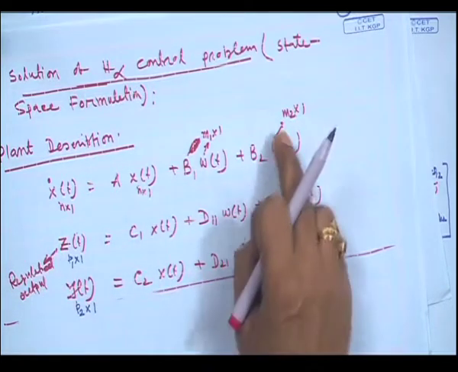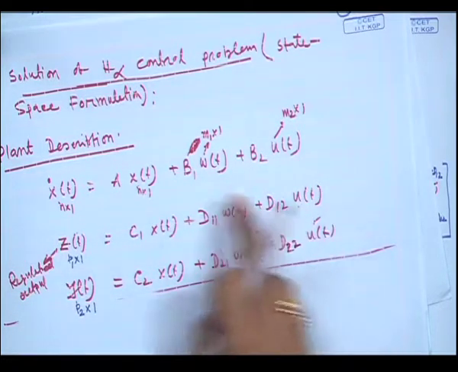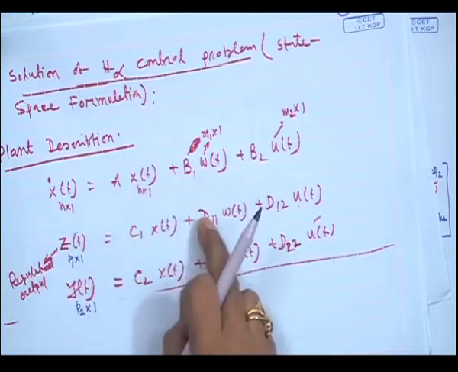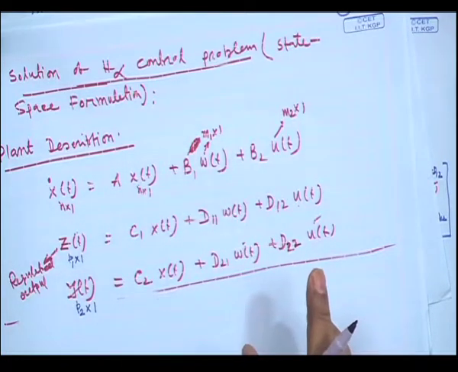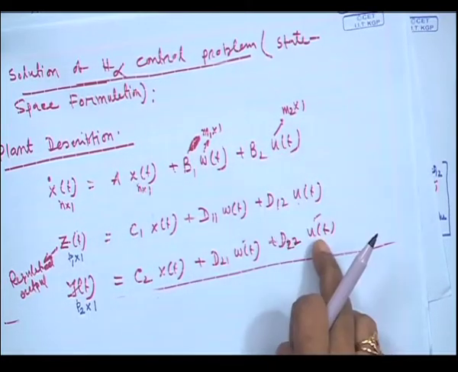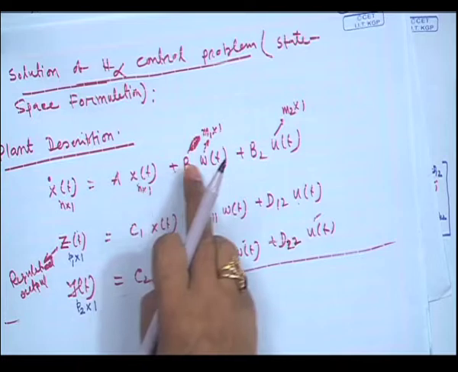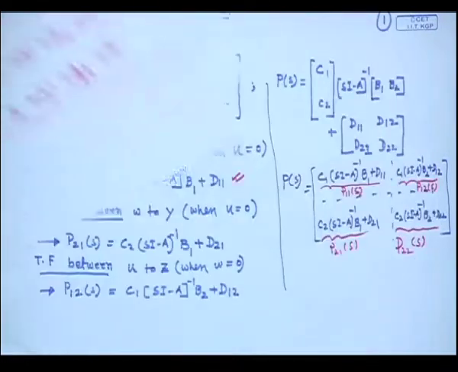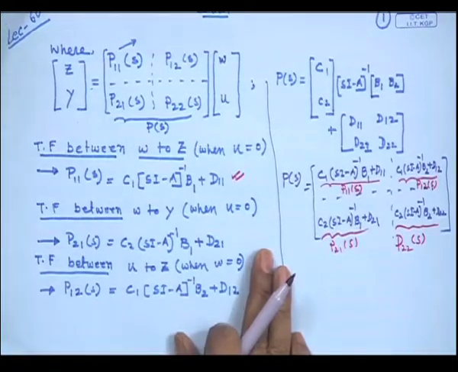What is the transfer function between W to Z? U is not there, so these two terms will not be there. So it is A, B, C, D, I can write it simply. When U is not there, this matrix is A, B, C, D. That is what I am writing for all these cases.